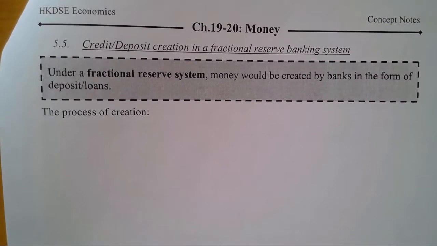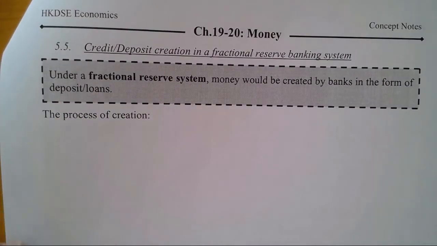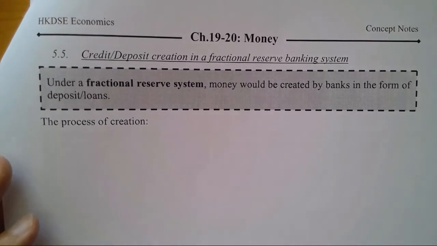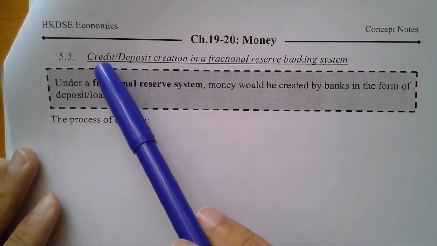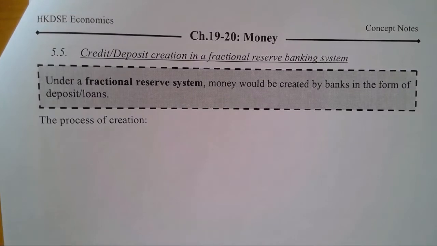Now remember, in the previous two videos, we have been talking about money supply. When we do some lending and borrowing, we have more usable money. Suddenly there's more money we can use, right? In fact, this so-called lending and borrowing in banks, which we call credit or deposit creation, will actually create more money supply in the economy.